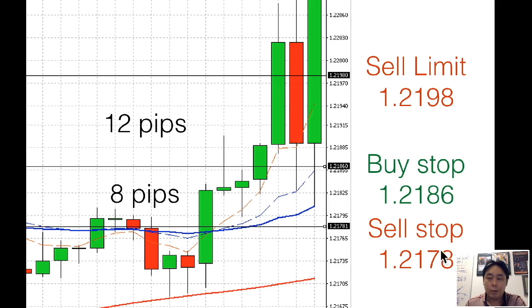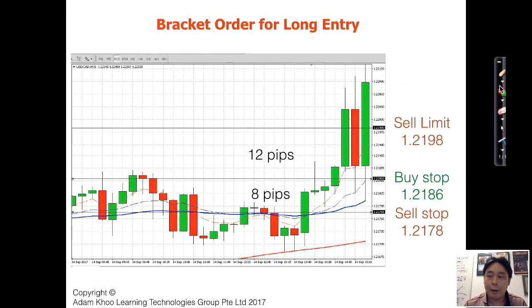So the difference would be 8 pips. That's my stop loss distance, okay? So I'm risking 8 pips. I must make at least 12 pips. 1:1.5. So my sell order, which is a sell limit, would be 2186 plus 12. That's 2198. So this is how I'll place 3 orders for a long setup. Once again, this is my entry price, E. That's my stop loss, SL, and my target price, TP. That's how I place a long trade setup.